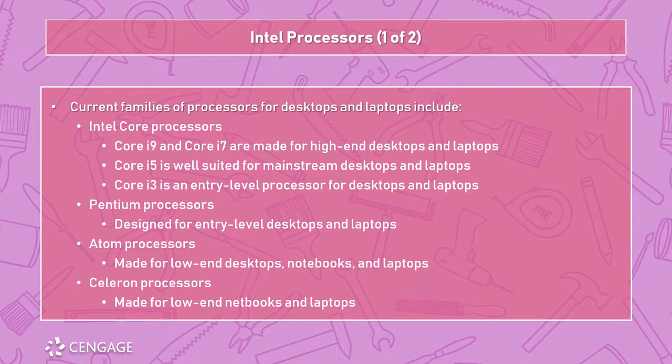The Pentium processor is designed for entry-level desktops and laptops. We don't see it very much anymore. Atom processors are BGA sockets, and they're made for low-end desktops, notebooks, and laptops, as well as home entertainment systems. Celeron processors, which when they came out were very nice because that was the first time they had incorporated the network controller into the processor assembly, are now used predominantly for low-end portable devices, netbooks and laptops. So when you hear Celeron, think mobile.